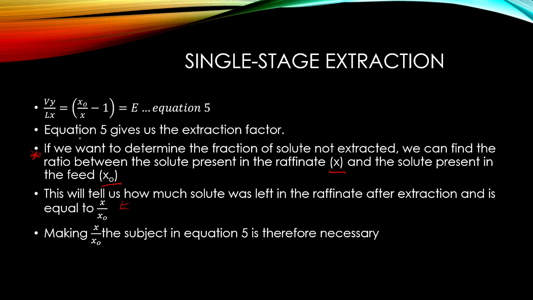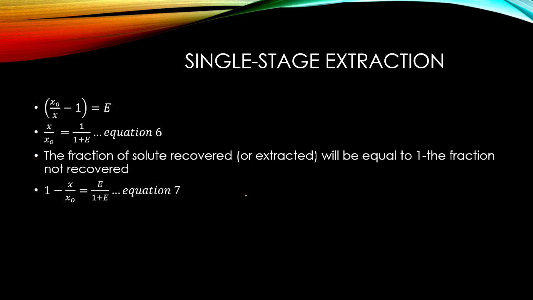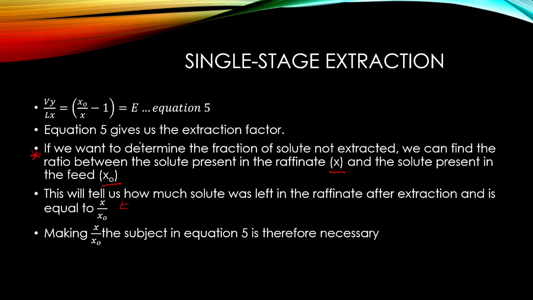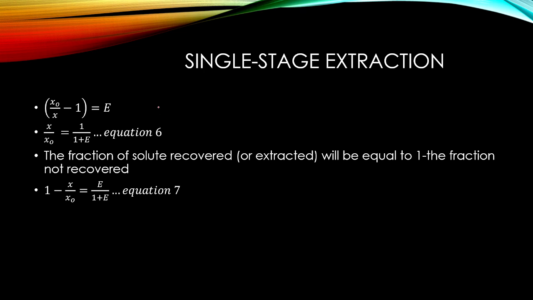So we can make x over x naught the subject in equation 5. With equation 5, we had x naught over x minus 1 to be equal to e. So that's what we have here. If I make x over x naught the subject, I'll end up having equation 6. So all they did was x naught over x minus 1 is equal to e, so x naught over x is equal to 1 plus e. Then they reciprocate both sides. So x over x naught is equal to 1 over 1 plus e to get equation 6.